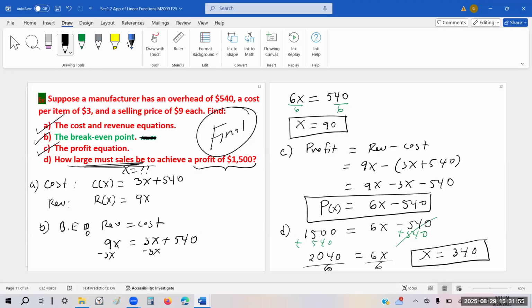Now, break even means neither gaining nor losing, which is for 90 items. And if you want to gain $1,500 profit, then you have to sell 340 items. That's because your price is too low, only $9 per item. Okay? So real life scenario, you're going to use that a lot if you ever open a business.